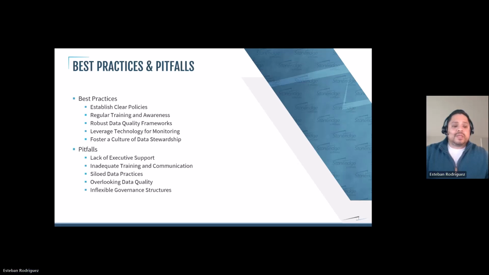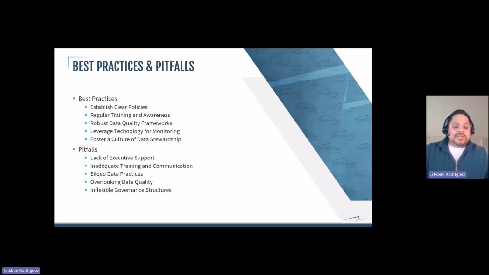Another significant challenge is inadequate training and communication. Often, organizations implement complex policies and tools without properly educating their teams about them. This gap in knowledge can lead to non-compliance, not out of negligence, but out of lack of understanding. Regular, effective training and clear, consistent communication are crucial for the success of governance programs.